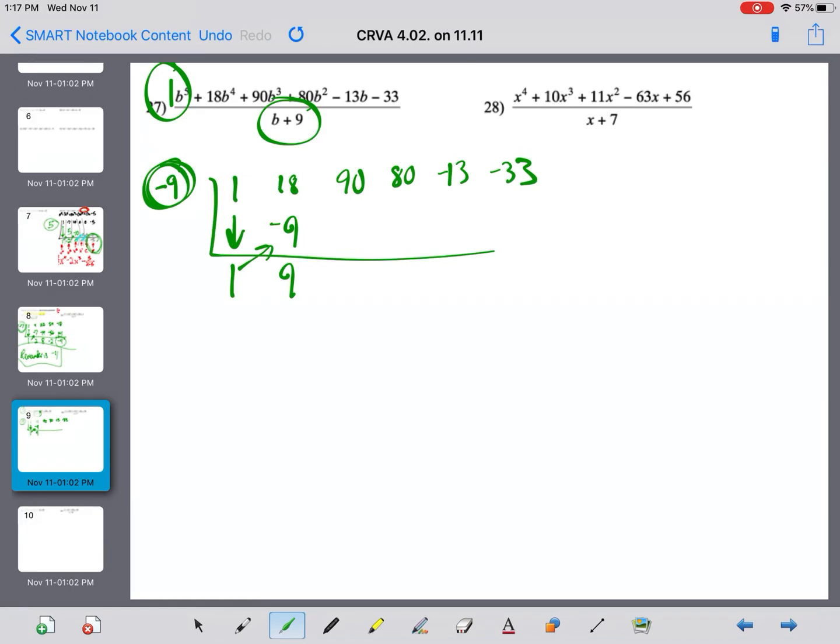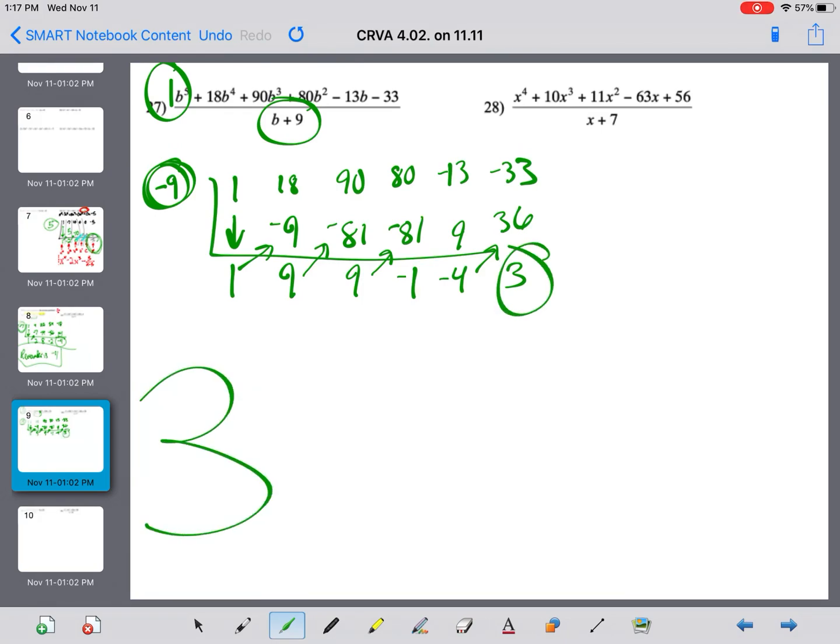So you get negative 9. Add 18 and negative 9, that gives you 9. Multiply that by your multiplier, you get negative 81. Add vertically, you get 9. Multiply by negative 9, you get negative 81. When you add, you get negative 1. Multiply, you get 9. Add vertically, it gives you negative 4. Multiply, gives you 36. Ends with a positive 3. 3 is your remainder.